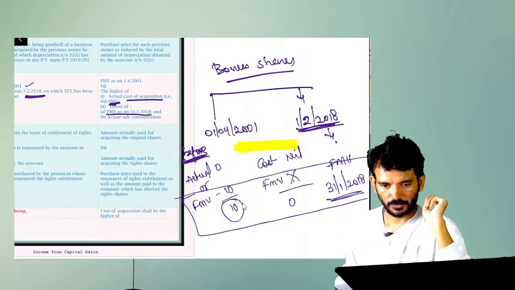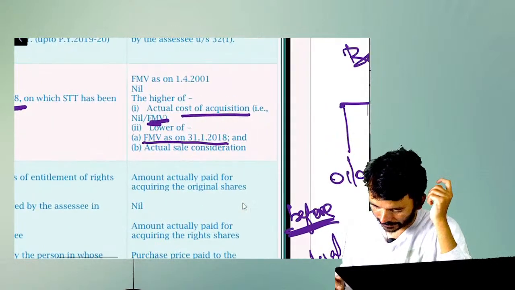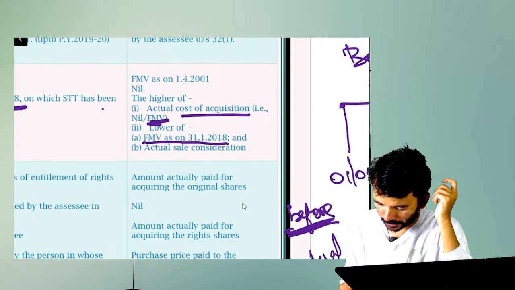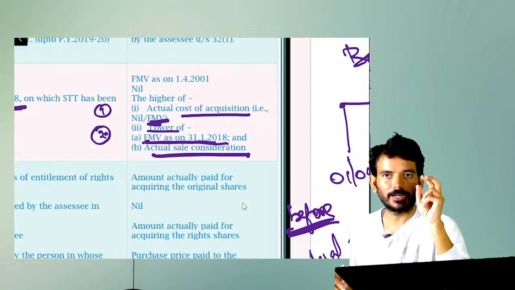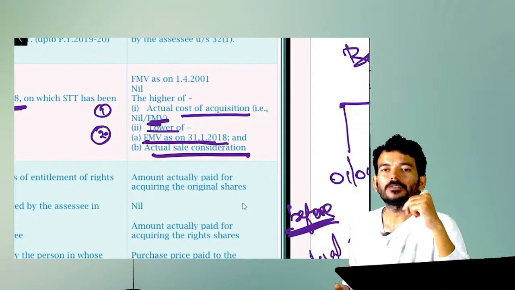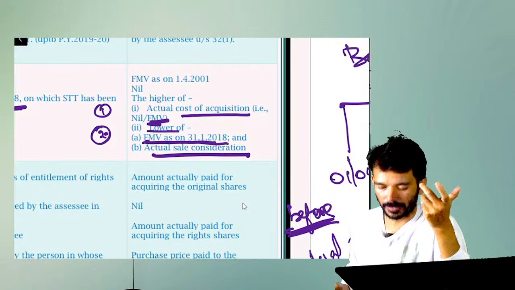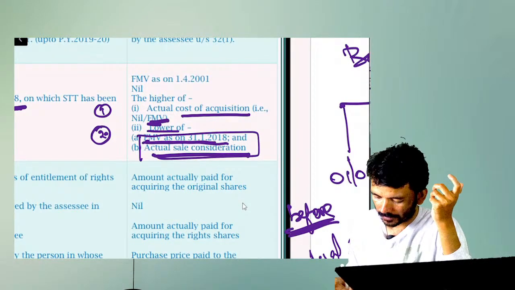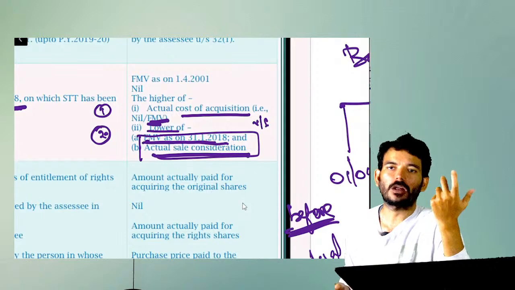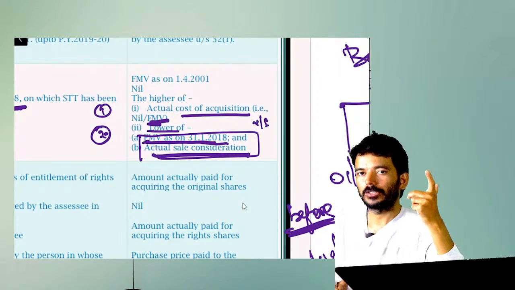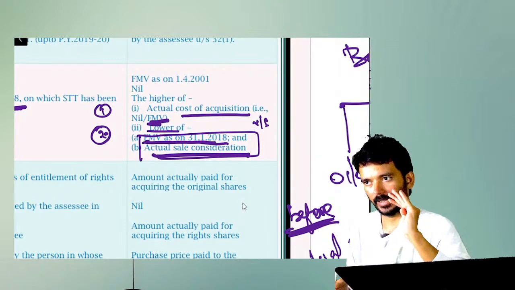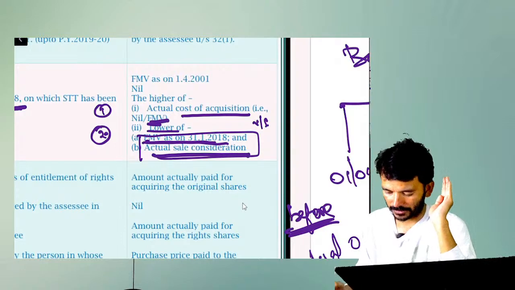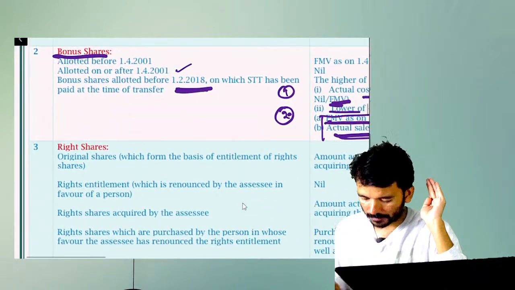We'll do with the numbers if you still not understand. The formula is given like this: higher of actual cost, lower of fair market value or actual consideration. So lower of fair market value on 31st Jan 2018, or when you are selling, what is your sales price. So lower of these two, compare it with what is your actual cost. Okay, so higher of these two, higher of first, then lower of fair market value on 31st Jan 2018 or your actual sale consideration. Okay, with numbers you will understand better, but let's move forward.